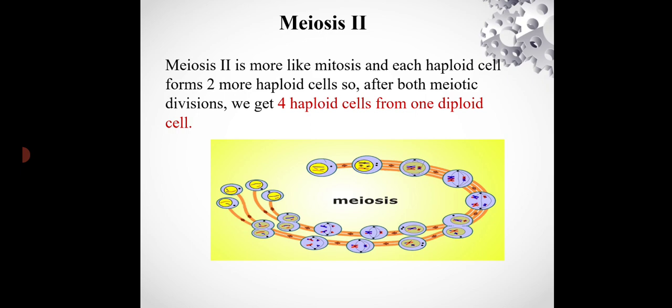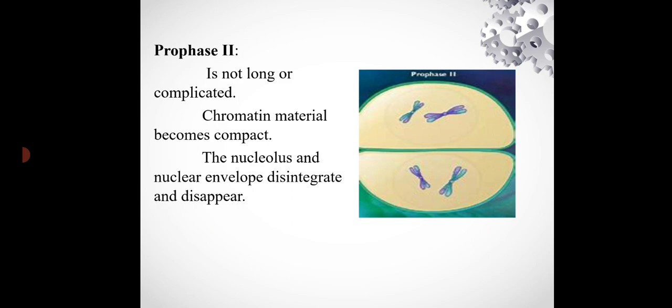Next, meiosis 2. Meiosis 2 is more like mitosis, and each haploid cell forms two more haploid cells. So, after both meiotic divisions, we get 4 haploid cells from one diploid cell. Prophase 2 is not long or complicated. Chromatin material becomes compact. The nucleolus and nuclear envelope disintegrate and disappear.